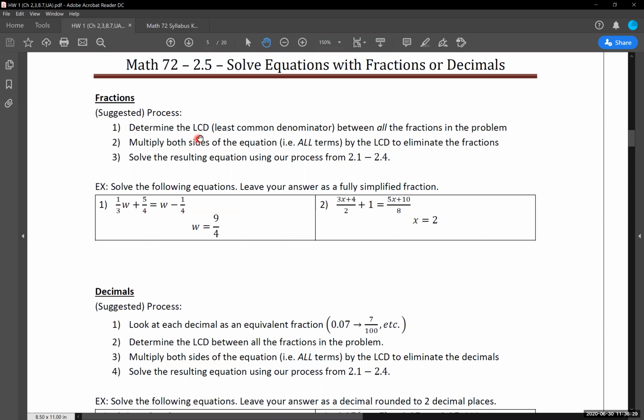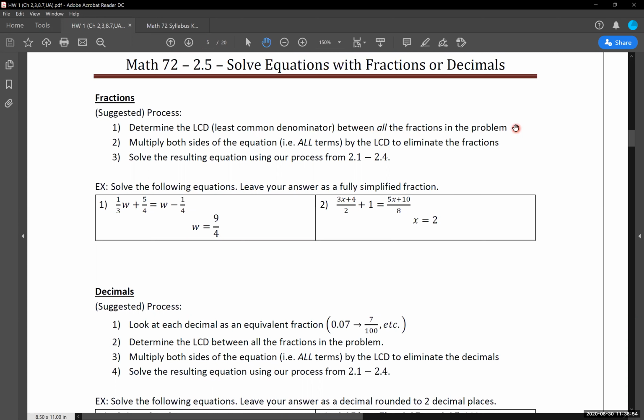Determine the lowest common denominator, the LCD, between all of the fractions in the problem. Looking at our first example, that doesn't mean just the left side. It means everything on the left side and everything on the right-hand side. Again, you're looking at both sides of the equation. You're looking at every single fraction that shows up. So you are trying to find the lowest common denominator between all of the fractions in the problem.